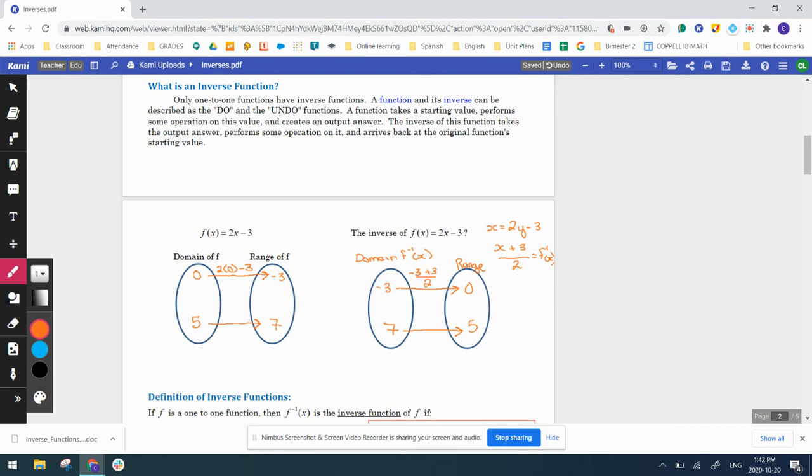So there's some basics again of one-to-one functions and inverse functions. And I hope it helps clear things up a little bit.